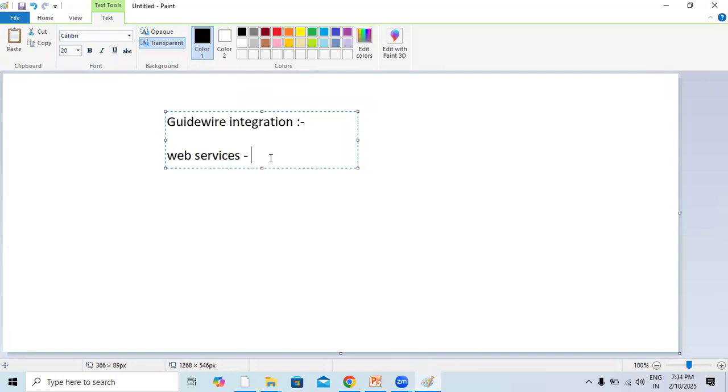Now today I'm going to discuss web services, because web services is important when we are working on the integration part. When we are integrating with any internal or external systems, web services are also required from the developer perspective.